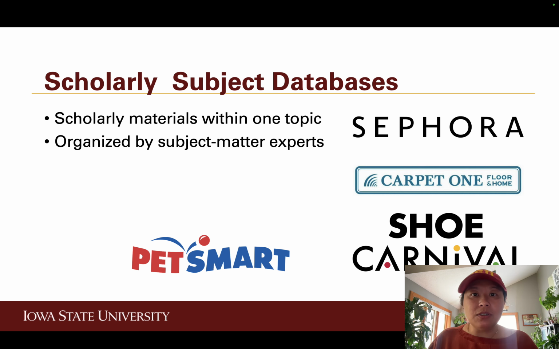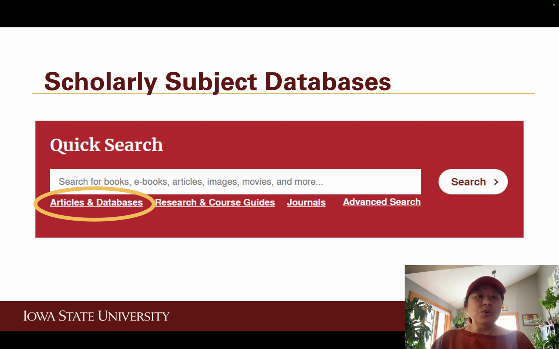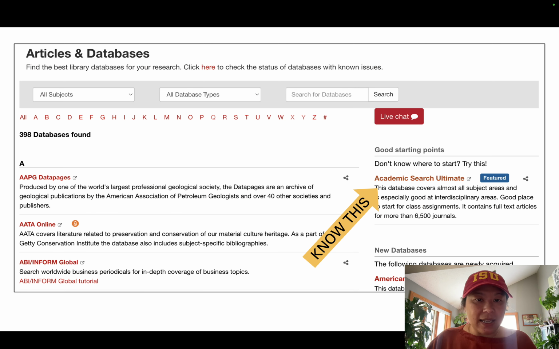Right now, where do you get to those scholarly materials? Right here, scholarly subject databases. Now, you find them very conveniently under this link, articles and databases right here, okay? And when you click on that link, it sort of looks like this. Under this all subjects, you can click on that and it'll give you a menu of the different subjects that it will cover, but also it's alphabetized A through Z with the different kinds of databases that the library has access to. Now, notice the yellow arrow right here. Know this, Academic Search Ultimate.